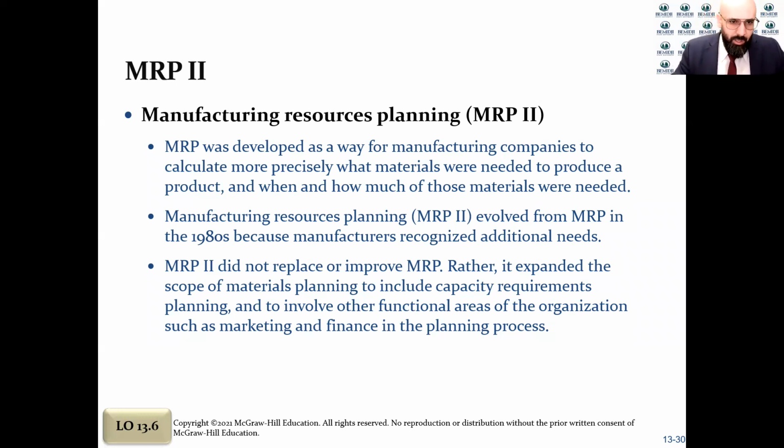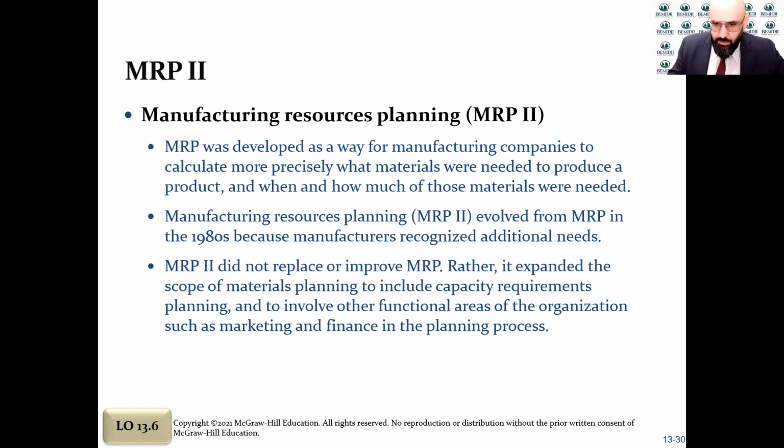However, now we're moving into a newer version of the MRP, which is the manufacturing resource planning, that was developed as a way for manufacturing companies to calculate more precisely what materials were needed to produce a product, when, and how much. The manufacturing resource planning, MRP2, evolved from the MRP. The MRP started first and the MRP2 came next in the 1980s because manufacturers recognized additional needs. MRP2 did not replace MRP.